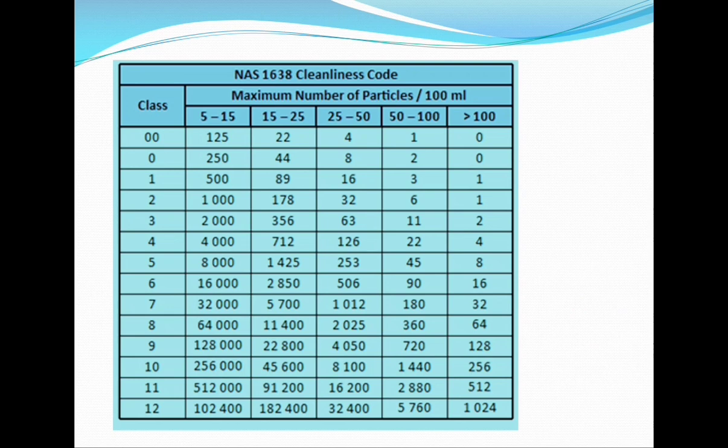You see 50 to 100 micron particle size, if three numbers only are available, then NAS will be 1. And if it is 90, then NAS will be 6. So you should follow this table to calculate the NAS of the lubricant oil. And in most of the industries, we are maintaining the NAS less than 7, which is recommended by the OEM, the machine manufacturer, that you have to use the oil below NAS 7.